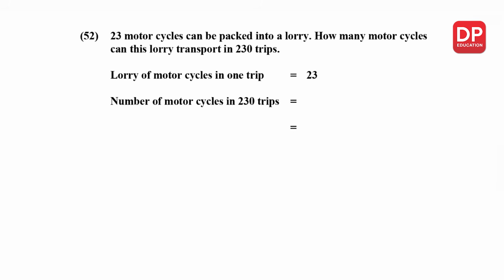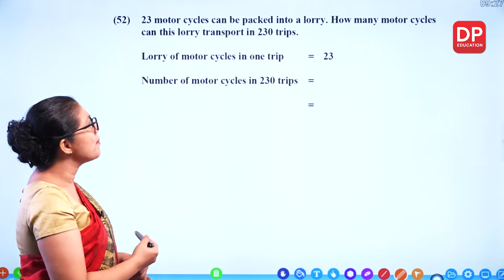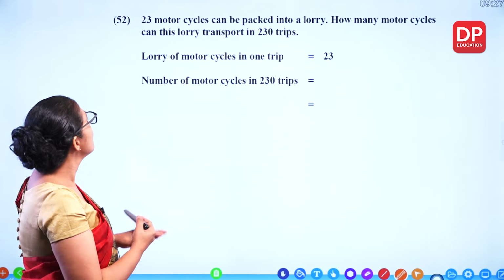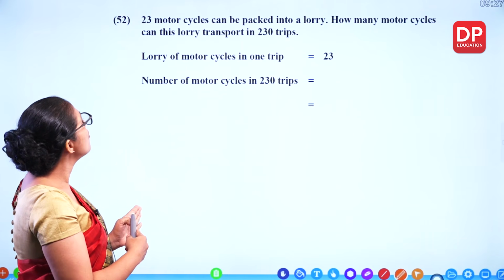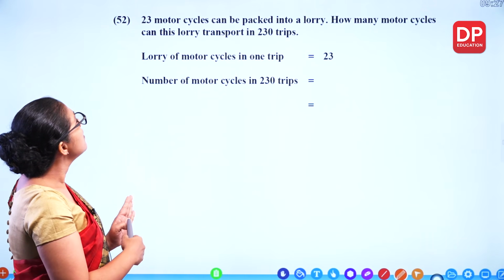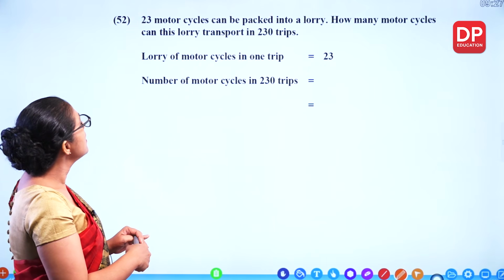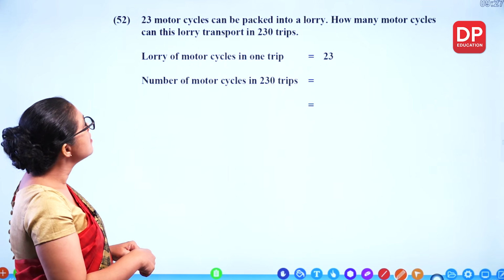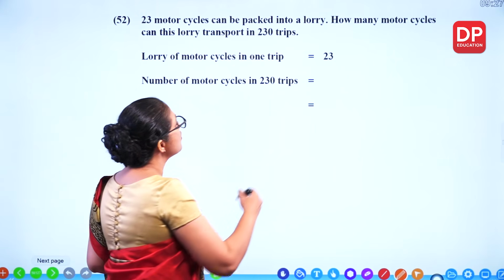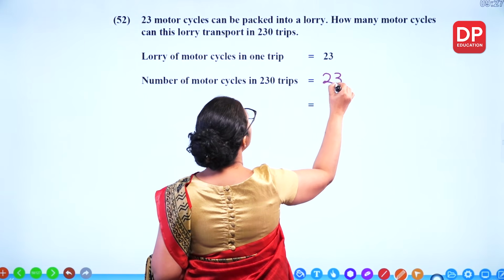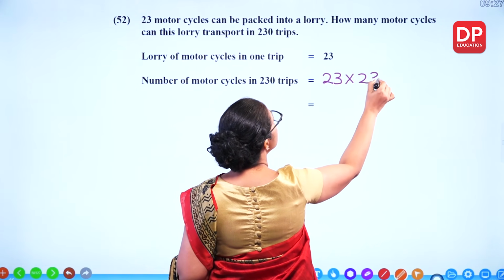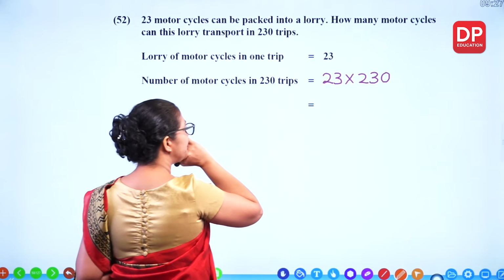23 motorcycles can be packed into a lorry. How many motorcycles can this lorry transport in 230 trips? So that means you need to multiply. So what's the number here? Motorcycles per lorry in one trip? That's 23. Number of motorcycles in 230 trips. That means 23 into 230. So what do you do?